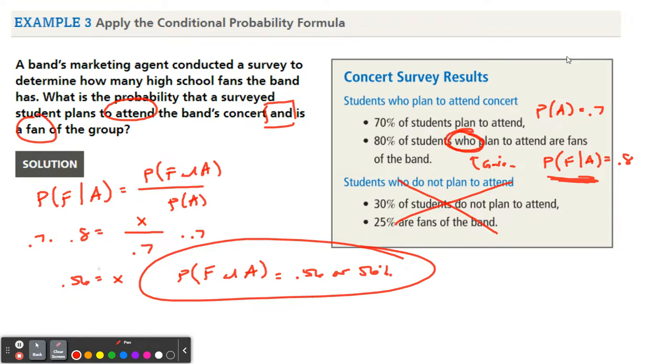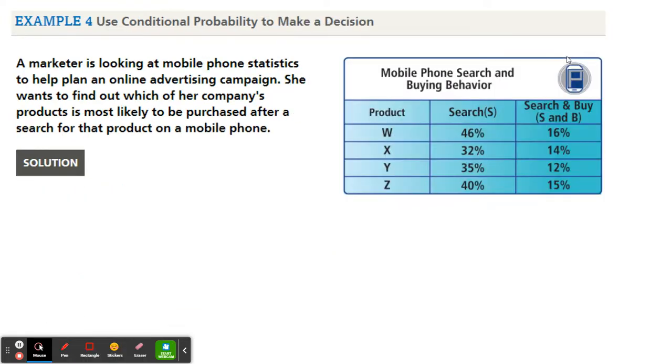Okay, and then the last problem here. Number 4 says use conditional probability to make a decision. A marketer is looking at mobile phone statistics to help plan an online advertising campaign. She wants to find out which of the company's products is most likely to be purchased after a search for that product on a mobile phone.